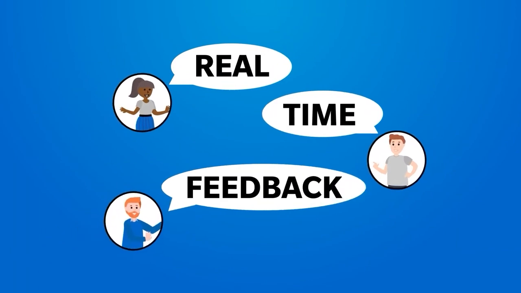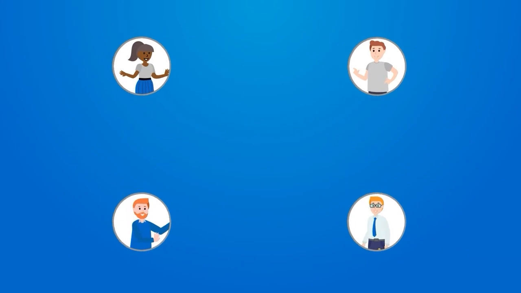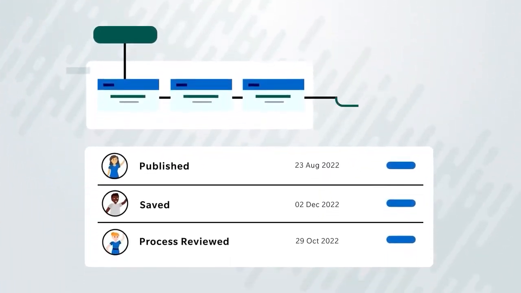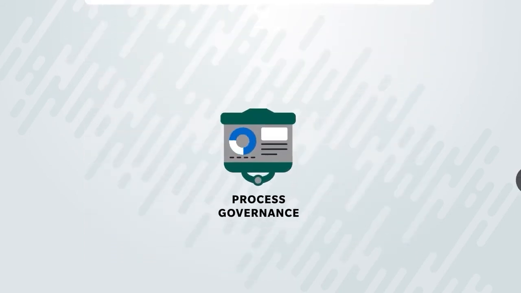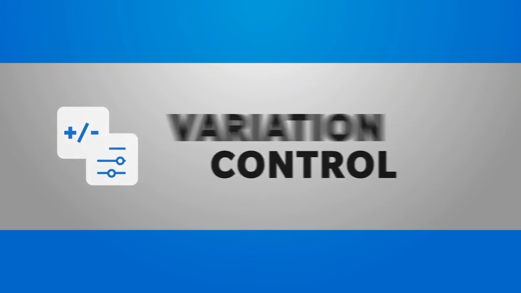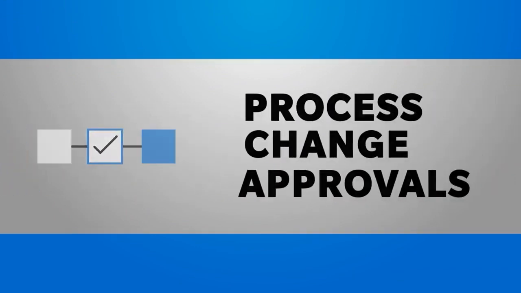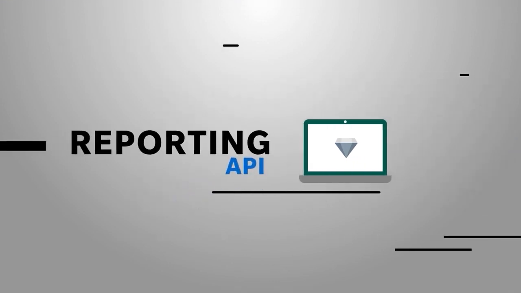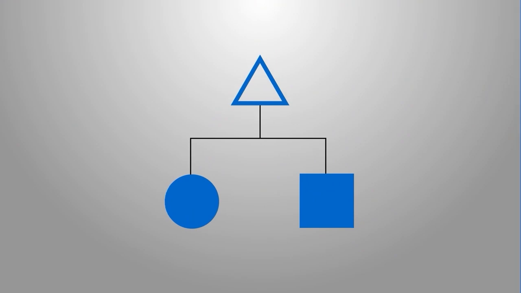Real-time feedback and personalized dashboards keep everyone informed of the changes that impact them and invite collaboration for process improvement. Every process has a full change log, clear accountability, building clear process governance, and audit control into every level of the organization. Eliminate inefficiencies with variation control, custom tagging, and process change approvals. Use the reporting API to gather the information that you need to increase performance and improve your processes.